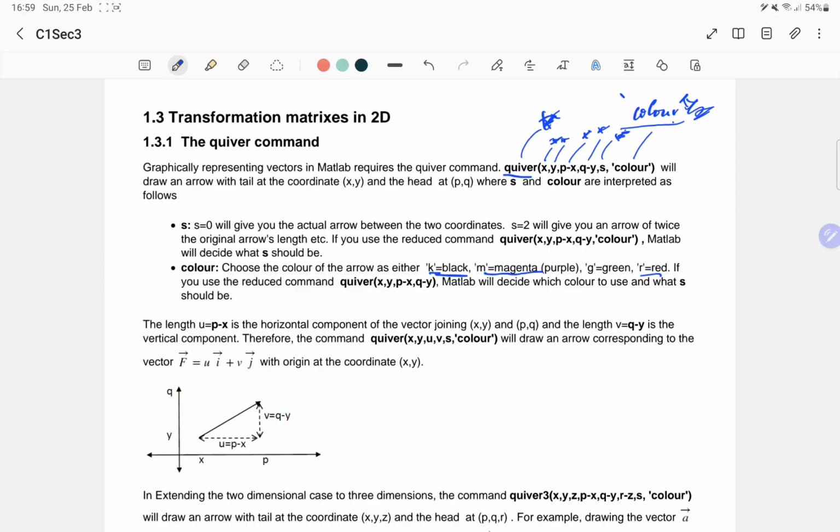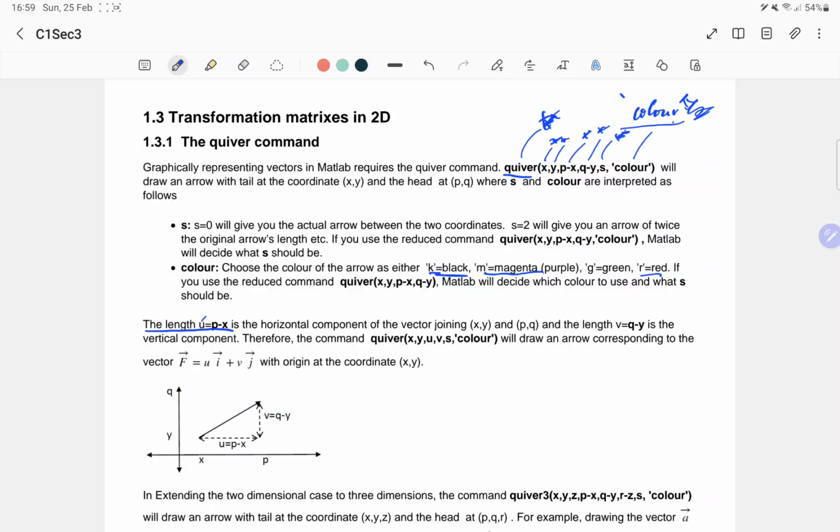So what is the purpose of specifying colors? Specifying colors in the quiver plot can be beneficial for enhancing visualization and conveying additional information. By assigning different colors to arrows based on certain criteria or properties, you can highlight specific regions or features within the vector field, aiding in interpretation and analysis.